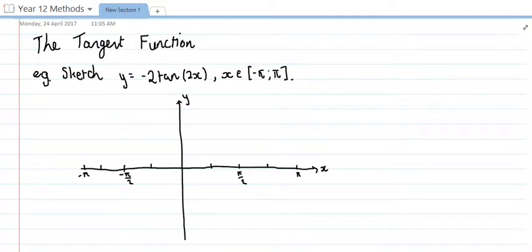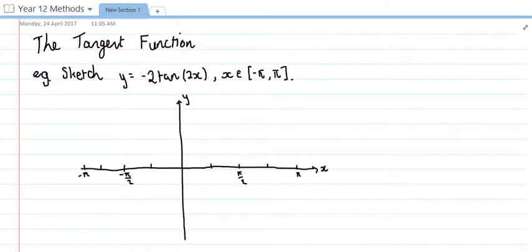So a slightly more complicated question this time. Our tan function has two dilations. It also has a reflection, so it's reflected in the x-axis, that's what the minus does, dilated by a factor of 2 from the x-axis, which honestly doesn't really have much of an effect on this at all.